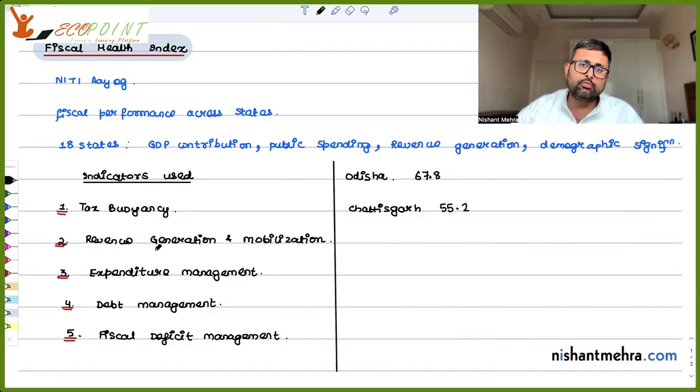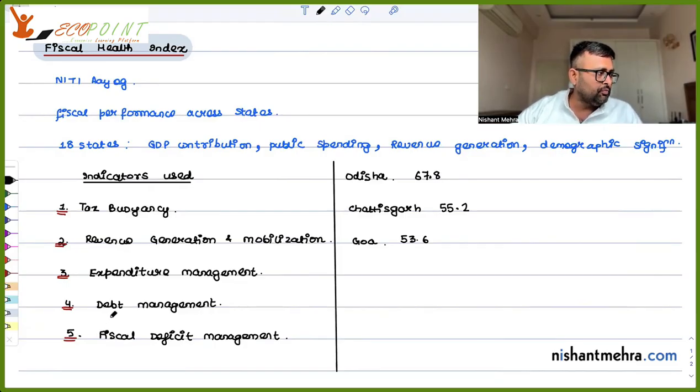So it is very strong in debt management. उनका जो debt है, that is managed properly, and its debt to GDP ratio is not very high. Goa, in terms of revenue mobilization. In terms of revenue mobilization, right?